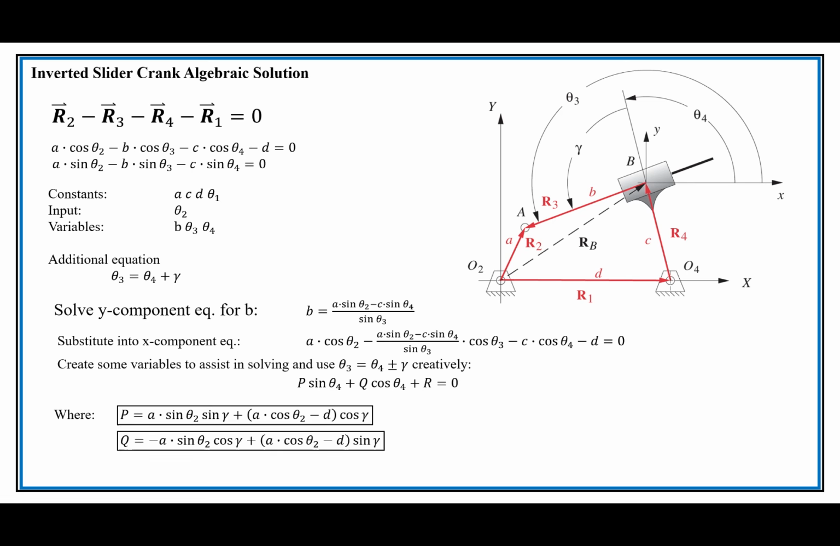And here were the three variables here, P, Q, and R. And notably, because theta 2 is known, all of these are constants, right? So all P, Q, and R are constants. It's good news.